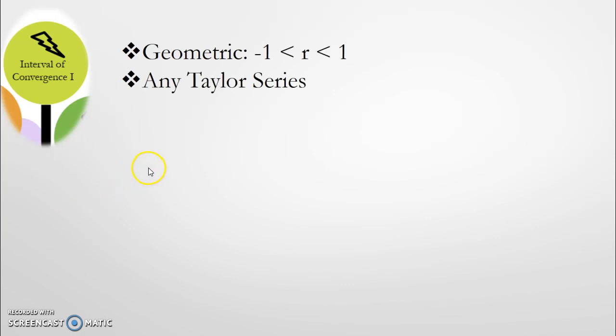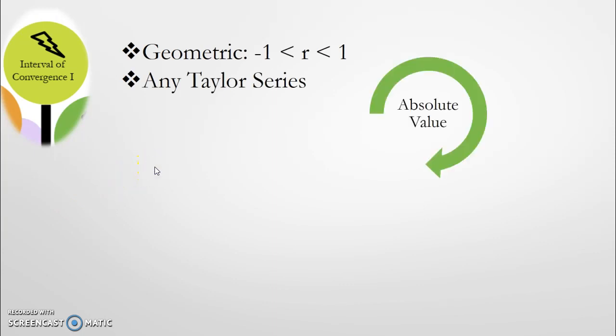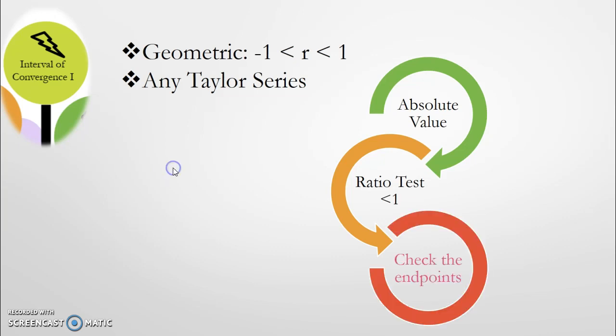But for any other Taylor series, you take the absolute value of your terms and you use that ratio test. That's why the ratio test is so important. It's how we're going to find the interval of convergence for any random Taylor series. And then what we're going to do in the future, we haven't gotten there yet, but we're going to check the endpoints. So we're going to check what happens if our ratio test gives us a 1. So we'll plug in those x-coordinates that give us a 1 and see if our resulting series converges or not. That's how we'll deal with that in the future.